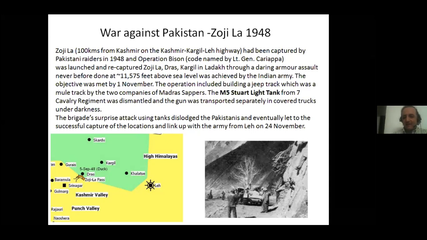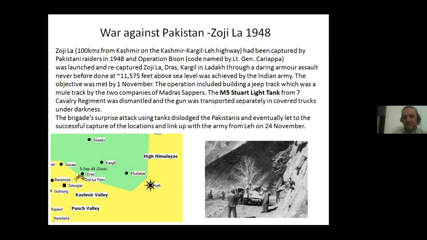So what happens here is a remarkable feat. They come up with an idea: they've got their Stuart M5 tank, which is a light tank, of course. The conventional artillery and the infantry are not able to fire on and evacuate the Pakistani positions there. So they come up with this novel idea: why don't we take this tank up to that position and give a surprise attack there. This is achieved by dismantling the turret and the gun of the tank.